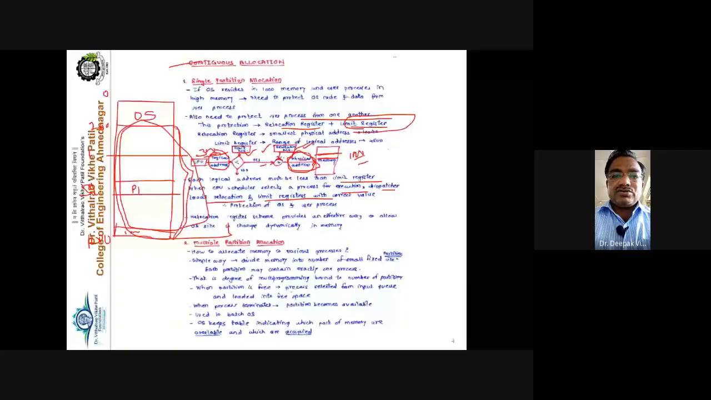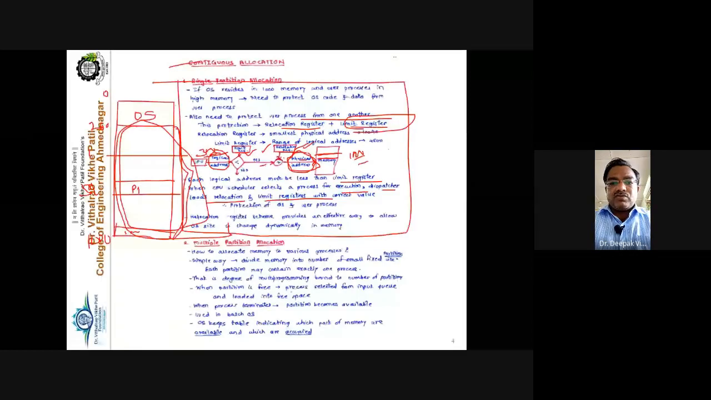Getting my point? This is how, in single partition allocation, the memory is considered as a single block of array, or only a single partition, where the operating system code is placed in the lower address space, for example 0 to 100 or 200, whatever it may be, and the rest, say 200 to 1000, is kept for the user processes, right?